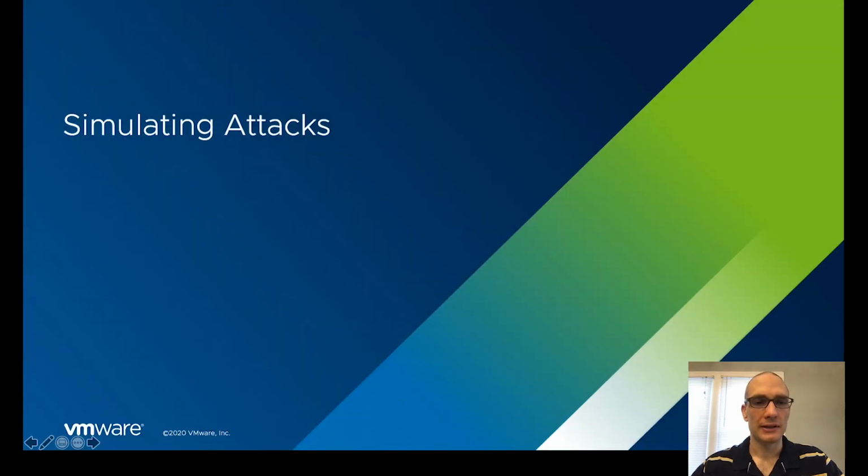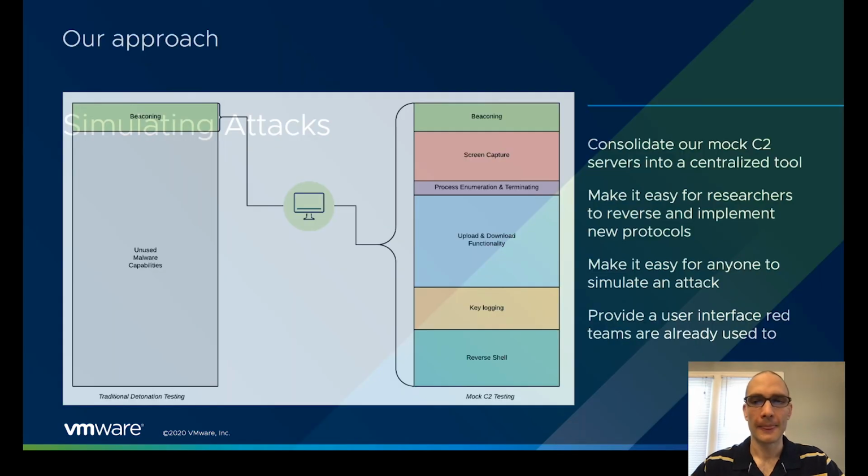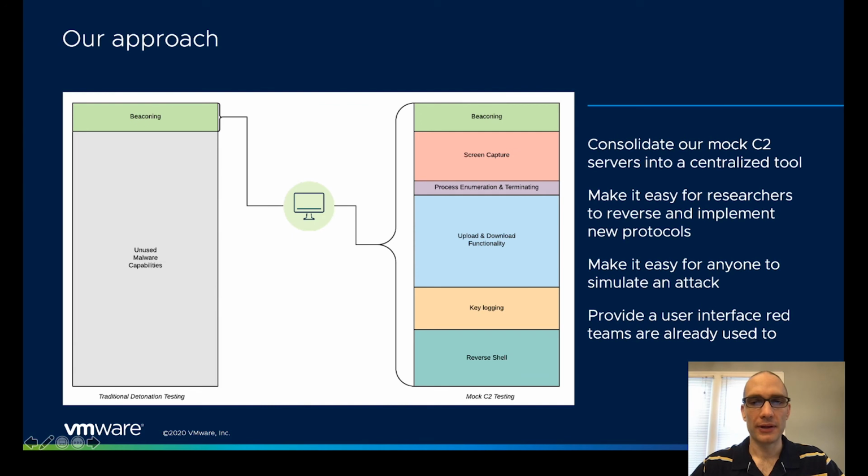So, simulating attacks. What is our approach here? We have been creating these Moxie2 servers, as I described earlier, as quickly as possible: get something that's up and working, and test the malware. You can see in this screenshot that the goal is to go from the state on the left, where we're maybe only seeing beaconing, to the state on the right, where we can see all the different functionality of the malware.